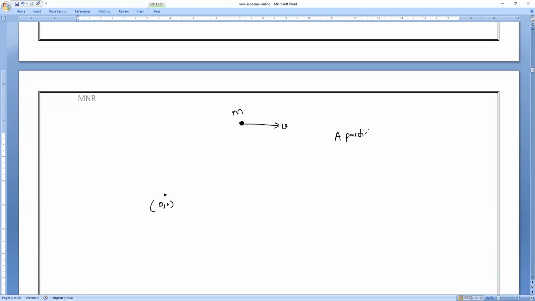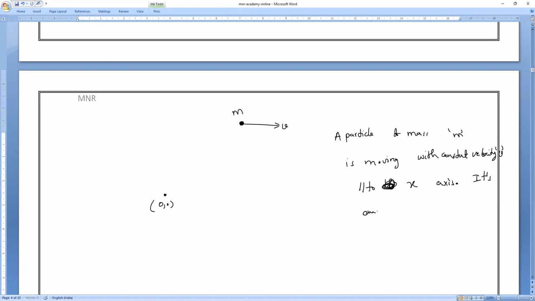A particle of mass m is moving with constant velocity v parallel to the x-axis. Its angular momentum about the horizon is. That is the question.